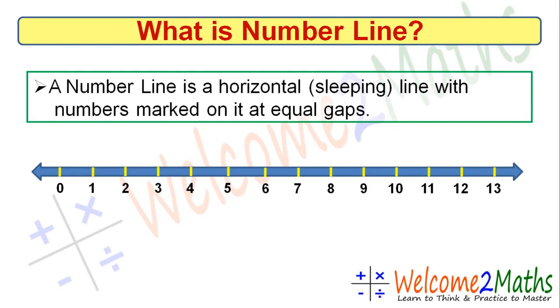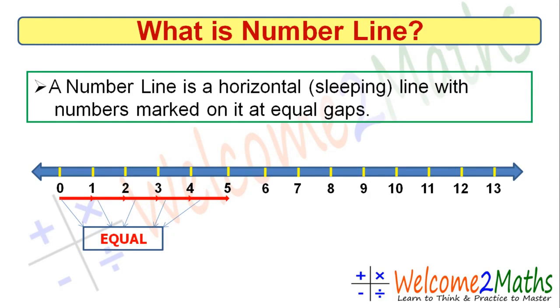Okay. And now one important thing, that the gap between two numbers, that is 0 and 1, and 1 and 2 are equal. Similarly, between 2 and 3 and 1 and 2 also are equal. And this process will also continue. That means all these gaps are equal.